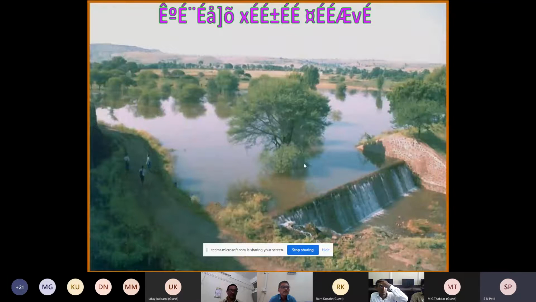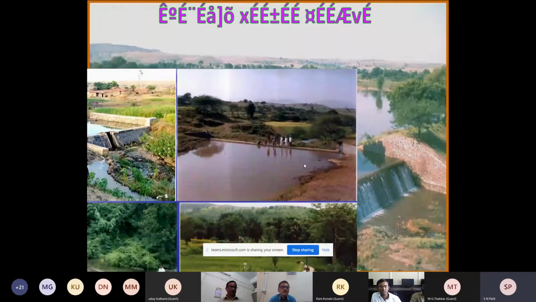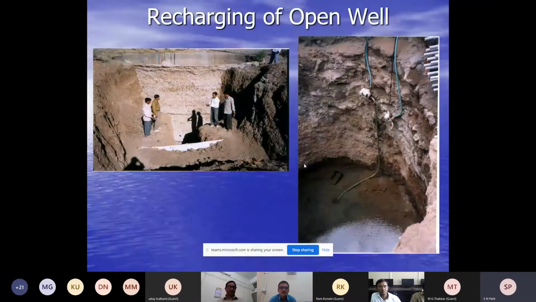We can harvest the water. These are the diversion bandaras also there. Then this is one of the recharge wells, especially in Rawat area. With the help of engineering students, we adopted this particular recharge trench near that village, and the entire slope is towards the recharge trench.